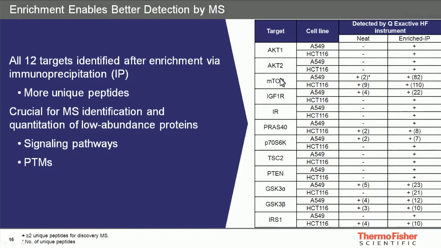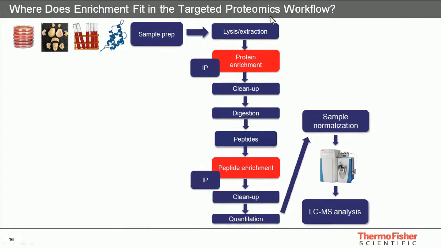A lot of times, even without enrichment, when you see the target, you are only identifying about 2 peptides for that protein, which doesn't give you a very detailed characterization of the particular target that you are trying to study. So enrichment also enables that. As you can see here for mTOR, without enrichment, you get 2 peptides, but after enrichment, you can see 82 peptides, which is a much better detailed characterization of the protein. This is very crucial for mass spec identification and quantitation of very low abundant proteins, as they are all outlined here.